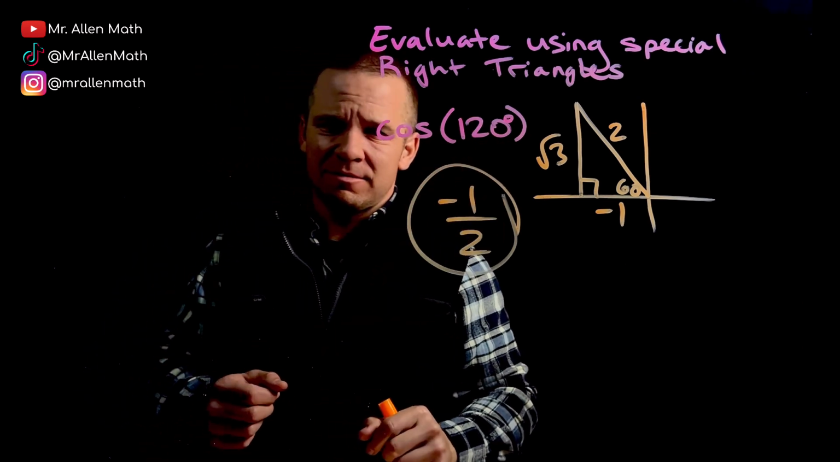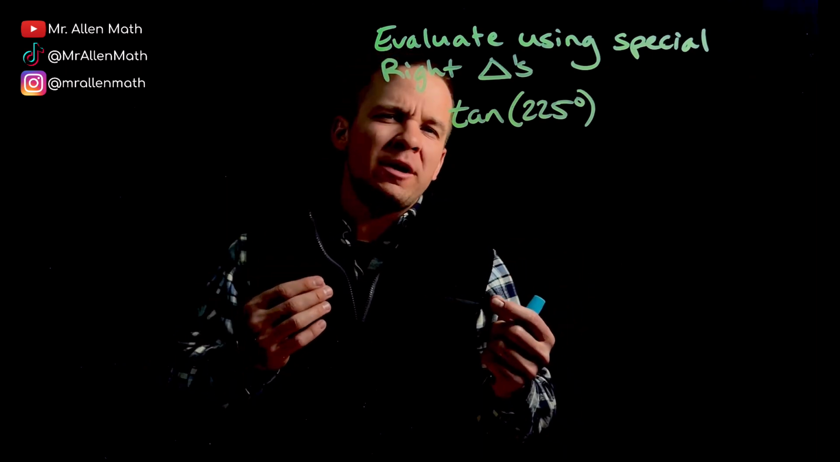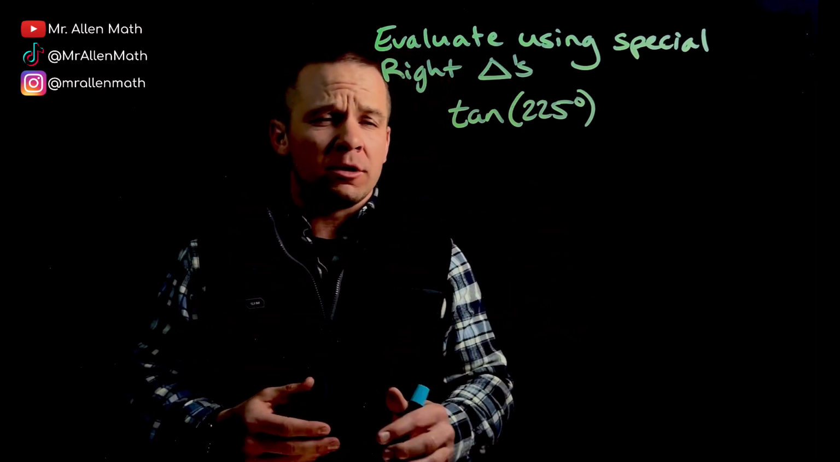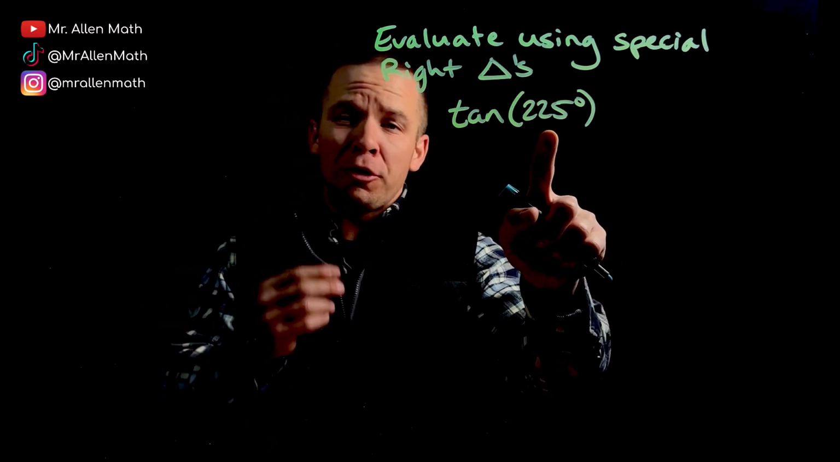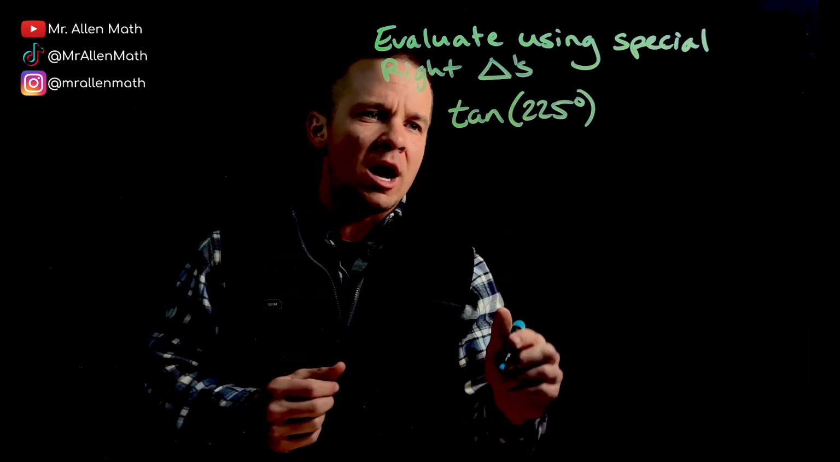We're about to evaluate tangent of 225 degrees using special right triangles rather than the unit circle. So first off, this is in my third quadrant, and it's a 45-degree reference angle. So let's draw that up.